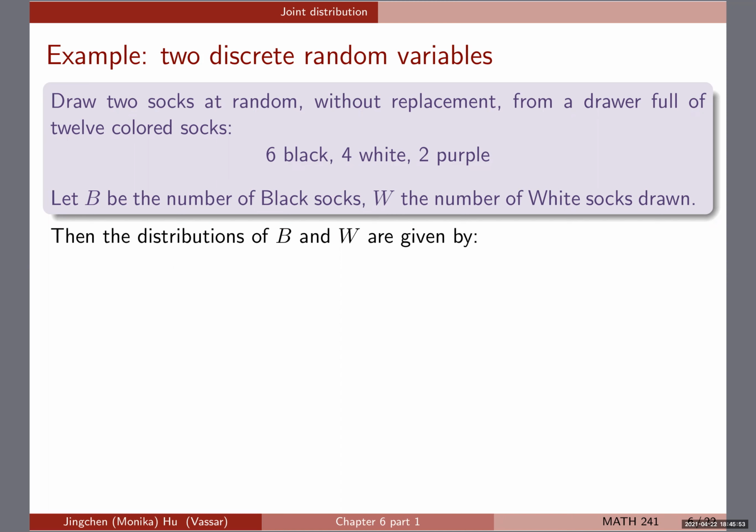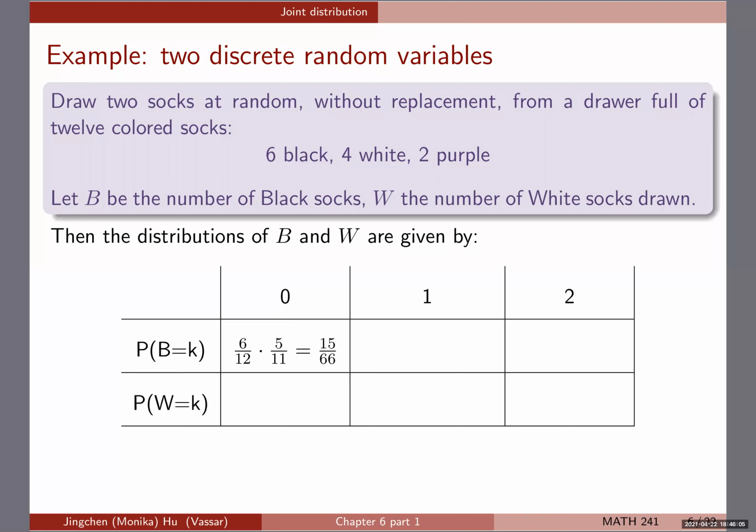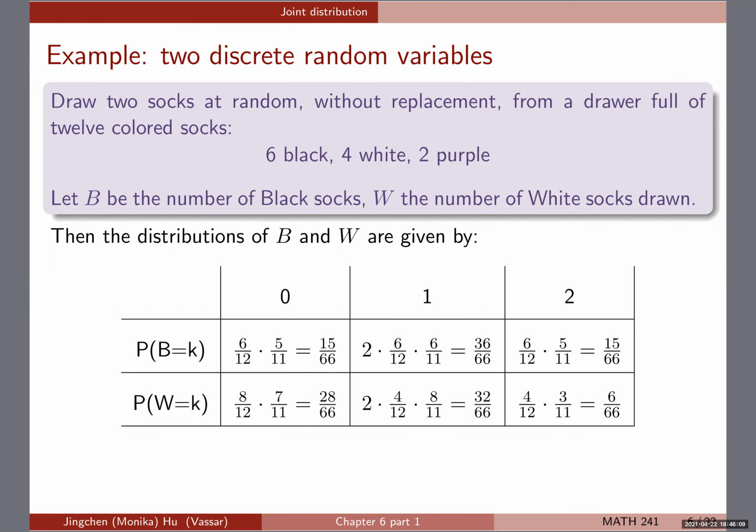We use capital B to represent the number of black socks, and capital W to represent the number of white socks drawn. Then the distribution of B and W is given by, so let me just show all of the probability calculations that we had done before. Back then, many of you were able to do it in the first lecture just by going through the logic and the calculation step by step.